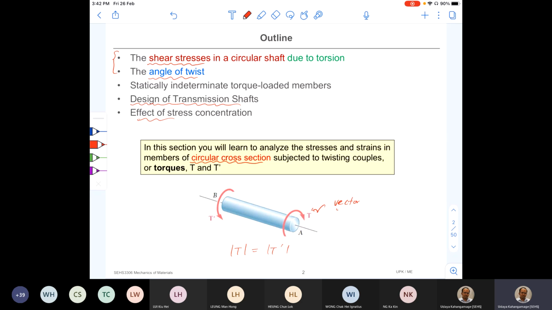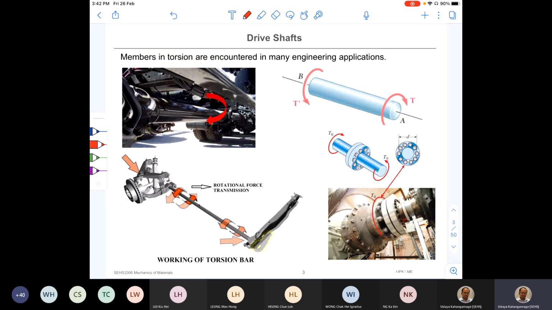Okay, right. So since it is a vector, there's a direction. So I will introduce a sign convention where we use it to identify the direction of this vector. At this moment, I'm not going to talk about that. Right, let me move forward and start off developing some theoretical concepts to analyze or quantify stresses and strains. And before that, I would like to show you some application areas where you find members subjected to torsion.